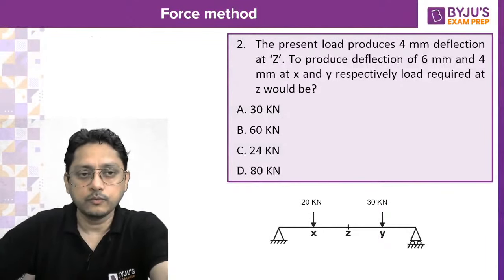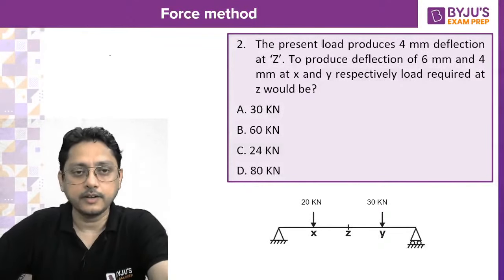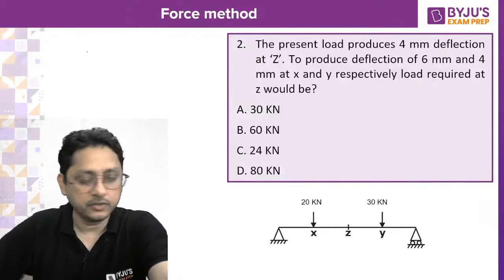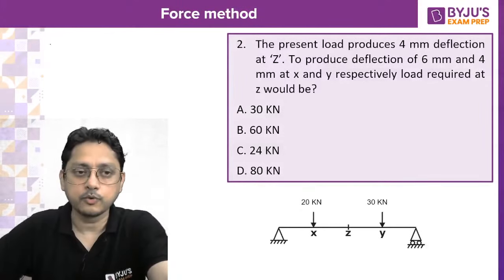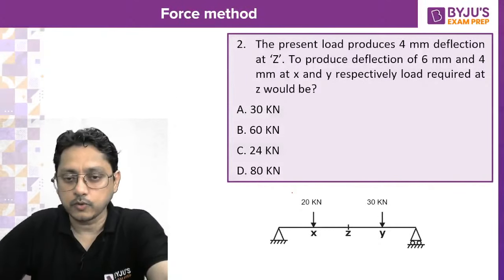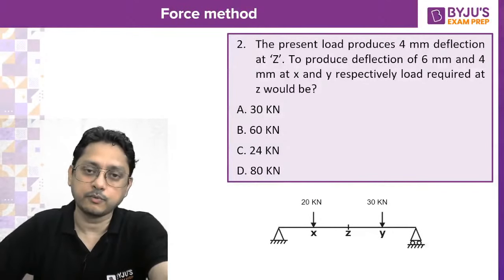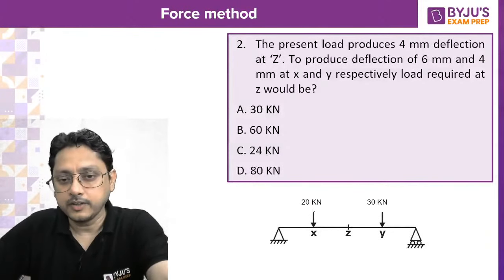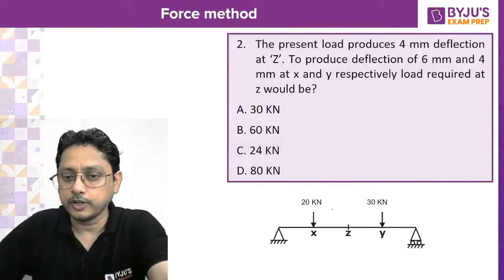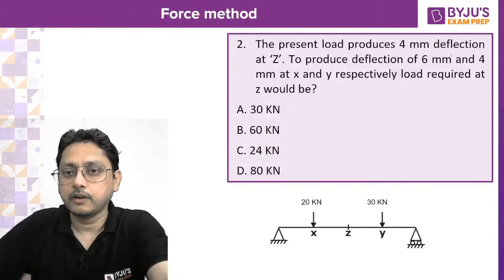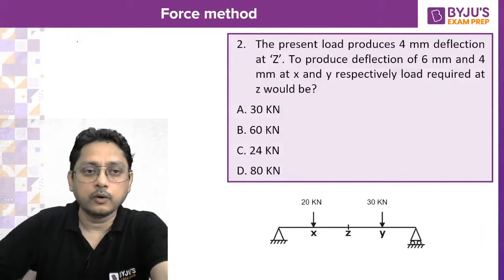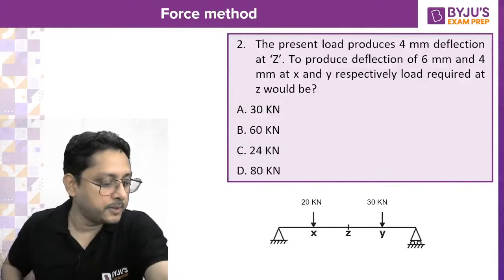As you have learned in the morning session, the virtual work done by one system of forces, suppose the P system of forces, will be equal to the virtual work done by another system of forces. That is Betti's law. Now here, one system of force, including 20 and 30 kilonewton, is producing a deflection of 4 mm at the center.